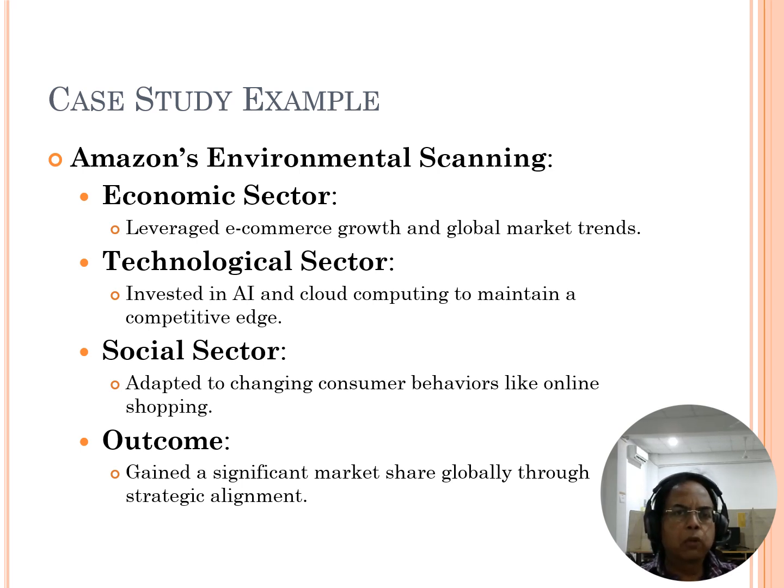So one by one, in this economic sector, the e-commerce growth and global market trends were set by Amazon. And they have invested in technology like artificial intelligence and cloud computing to maintain the competitive edge. And there are some social sectors changing consumer behavior, like online shopping. So by introducing this new technology in the e-commerce platform, the behavior of the consumer, the purchasing pattern, and the decision pattern of the consumer has drastically changed.